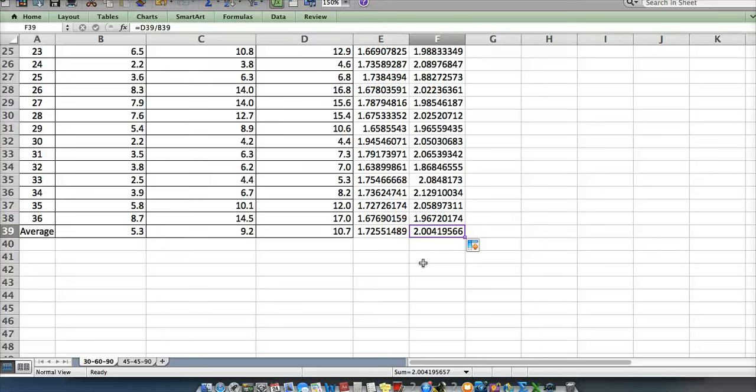As we can see, being that we're teachers, we know how the numbers should come out. You can see that the average here came out very close to 2, which is the number that it should be. And here, 1.7 as an approximation of radical 3, also pretty close.